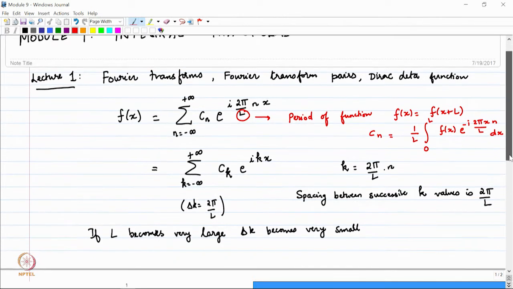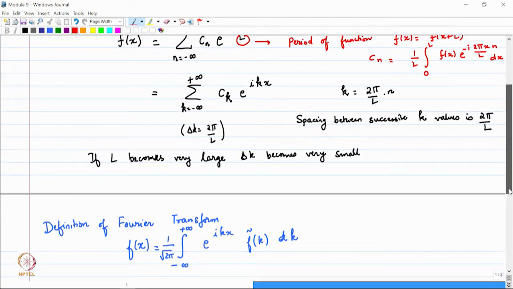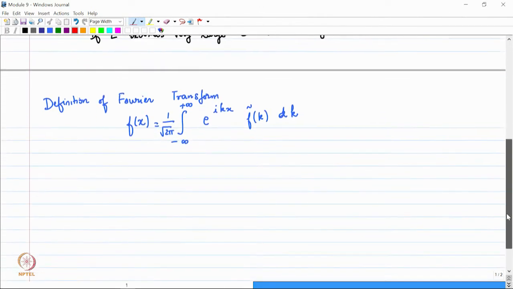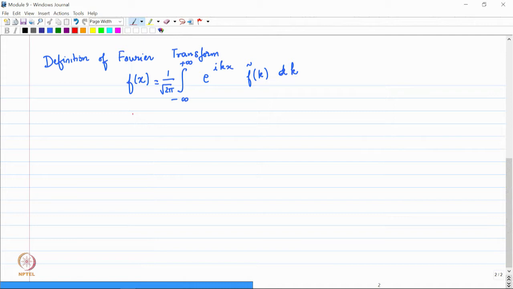Okay. Now, notice C n is written as an integral over f of x. By the same argument I should be able to write f tilde of k, you can show this, as 1 by root 2 pi times the integral from minus infinity to plus infinity of e to the minus I k x f of x dx.